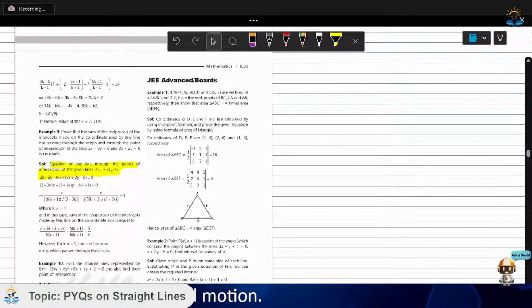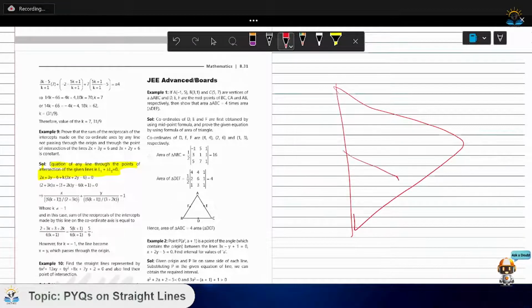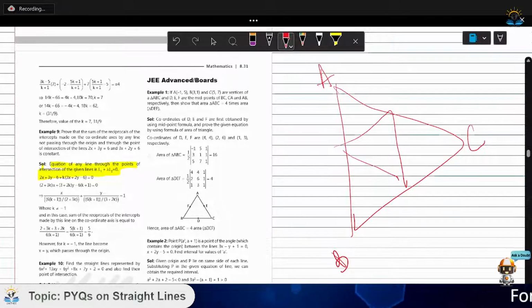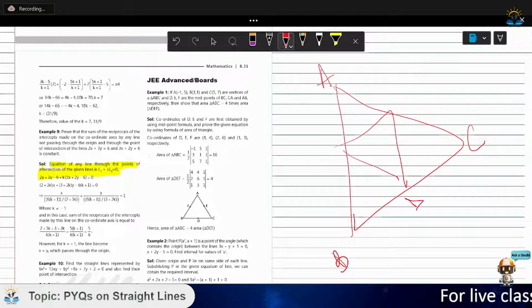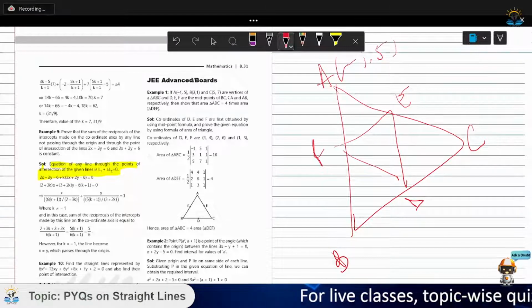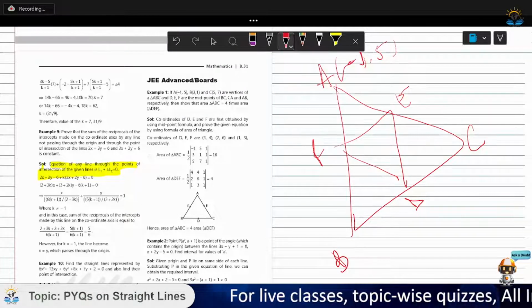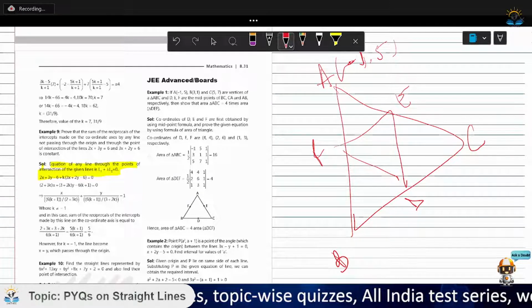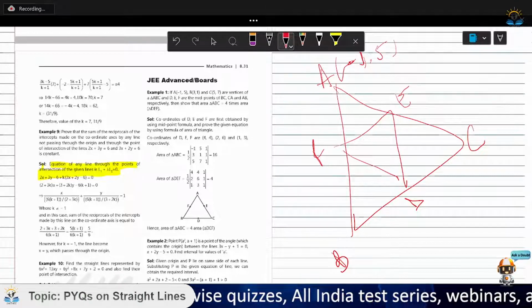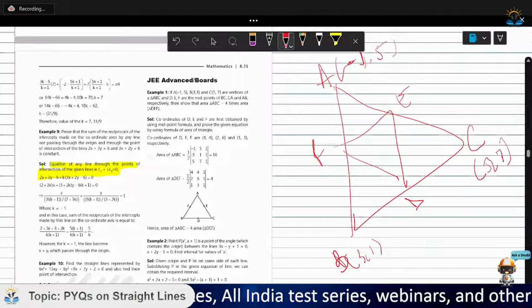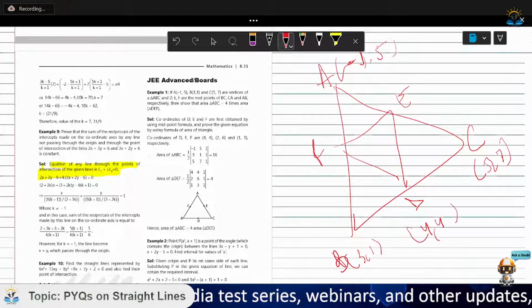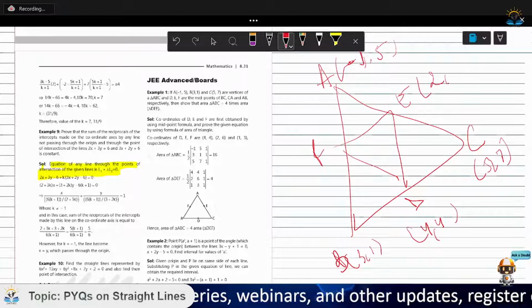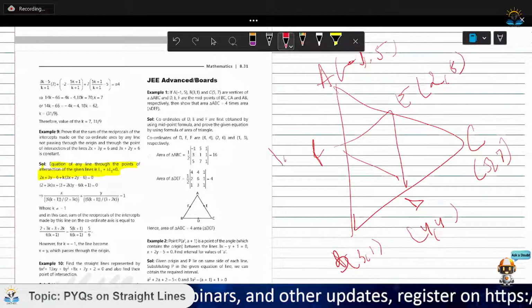It's a very basic question, guys. It's a property which is always taught in triangles. So we have A as (minus 1, 5), B is (3, 1), and C is (5, 7). This makes it (4, 4), this makes it (2, 6), and this makes it (1, 3).